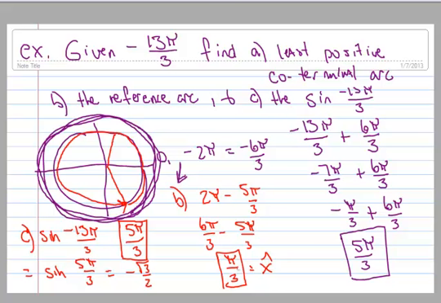The other way to do it is using your reference arc, and with your reference arc right here, the cosine and the sine are right there. But you know that this negative 13 pi over 3 is in quadrant 4, so then the sine has to be negative in quadrant 4. So either way works to figure out the sine of negative 13 pi over 3. That's the end of this example.